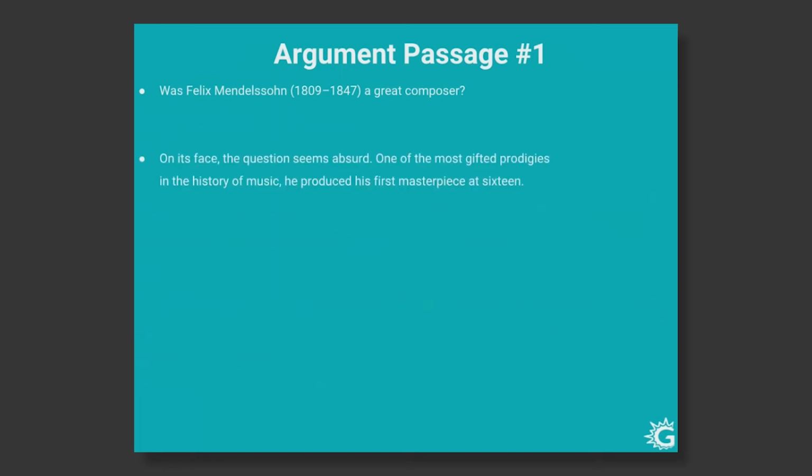What came after that? Well, we saw the next couple of statements try to establish what we know about Mendelssohn, right? We think the question is absurd. That seems to be established. And then after that, we're told something about Mendelssohn, that he is one of the most gifted prodigies in the history of music. That's really building it up, right? He produced his first masterpiece at the age of 16, which is really young, right? So we're getting a lot of background information. You can see that structure.